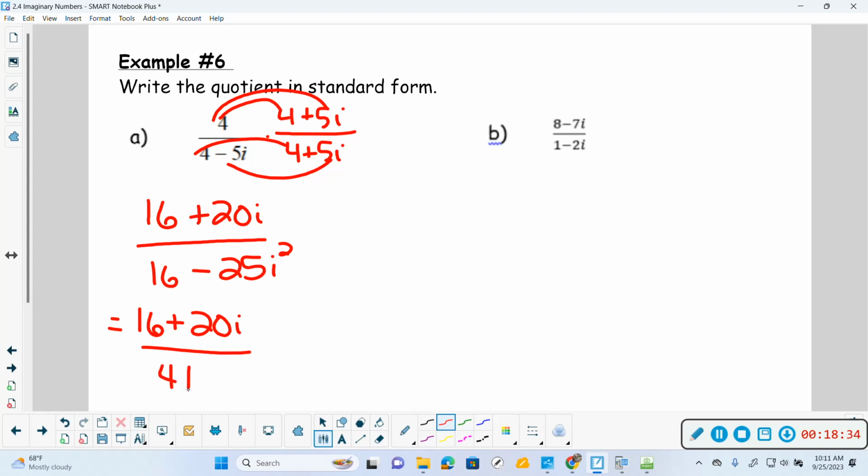Now I'm going to do one last thing. And this is a nitpicky thing. Remember the order, a plus bi. So my real part is 16 over 41. My imaginary part is 20 over 41i.